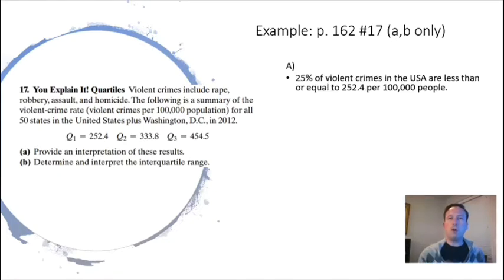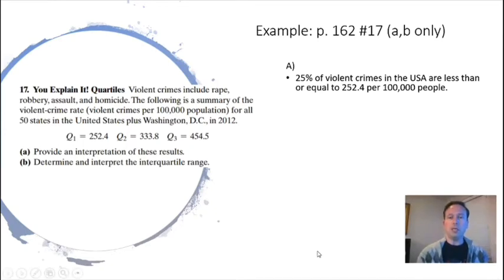So for the first part of A, remember, Q1 is the 25th percentile, and percentile means the percentage that is less than or equal to that particular value. So here we would say the first quartile is: 25% of violent crimes in the USA are less than or equal to 252.4. More specifically, it's better to say per 100,000 people because of this rule right here in parentheses. The numbers you see here are for every 100,000 people.